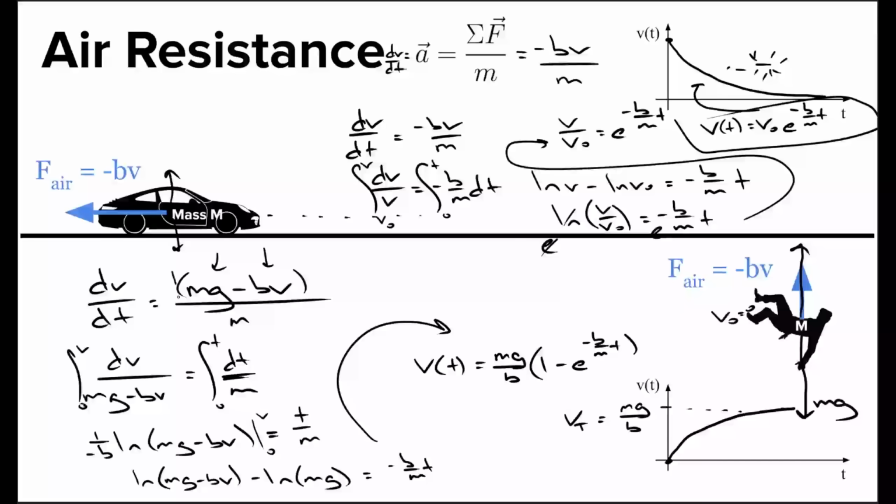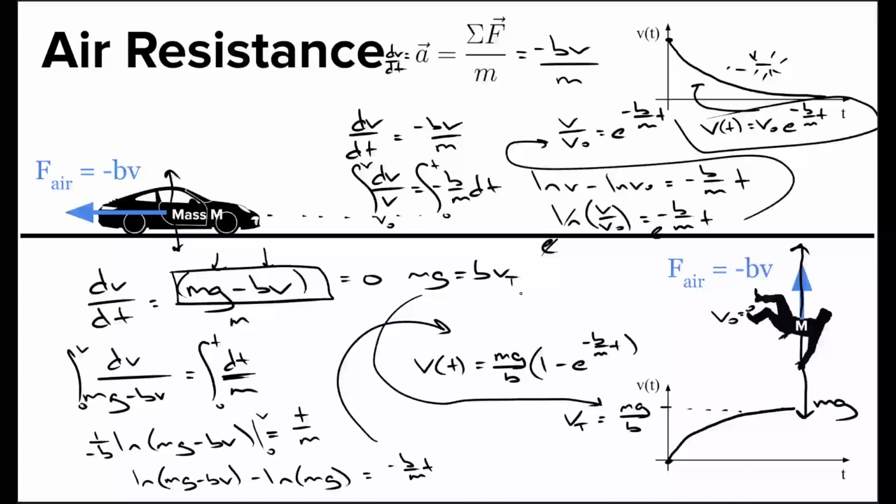You can get it easier. Just ask, hey, when will this equal 0? What equals 0 when mg equals bv, i.e. when mg over b equals vt. So that's solve for this velocity here, and it just gives you what the terminal velocity is without having to go through all this mess right here. So that's differential equations. Separate, integrate, celebrate.